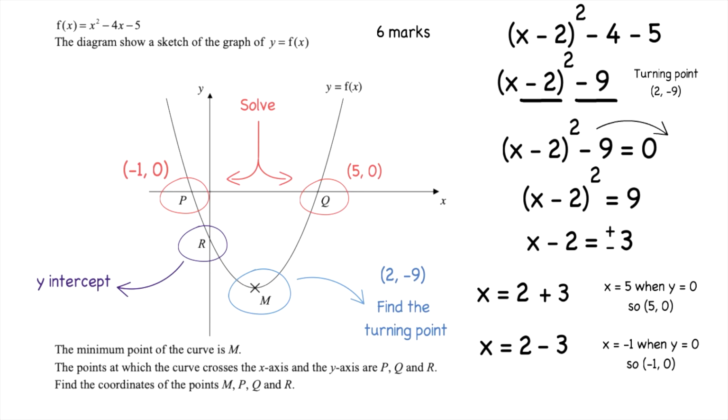Then lastly, to find R, which is the point where it goes through the y-axis, I'm going to look at my original equation and take the number right at the end. That -5 is going to be my y-coordinate, and x will be 0 because we're going up and down on the y-axis. So the coordinate for R would be 0, -5.